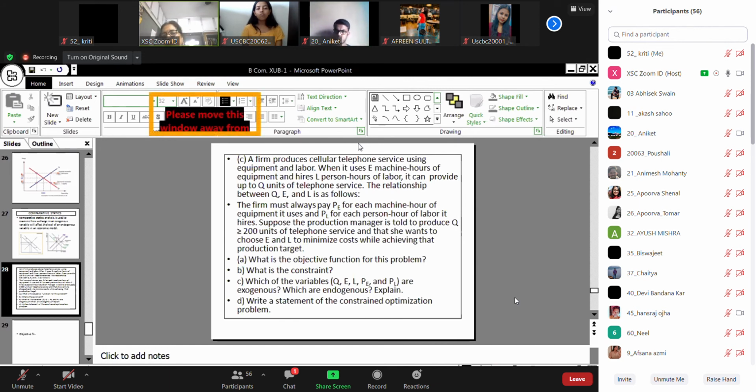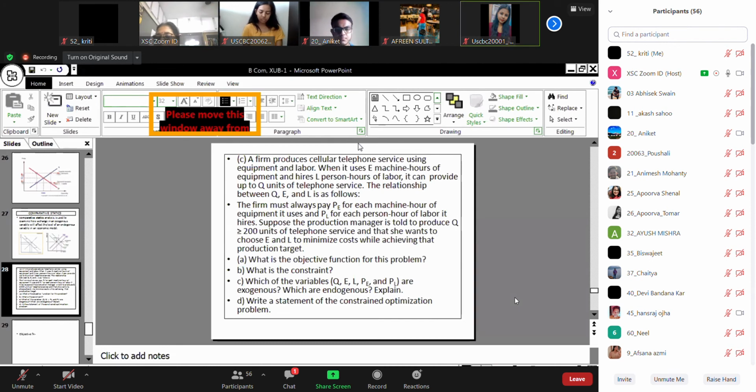No one? Just think a little. You know it. All of you know it. What is cost? Why does he have to bear cost? Aniket, why will he bear cost? To achieve the production target. No. Why you will be able to achieve the production target, no doubt, but how will you pay? How will it cost you? Machine and labor. For hiring machine and labor.